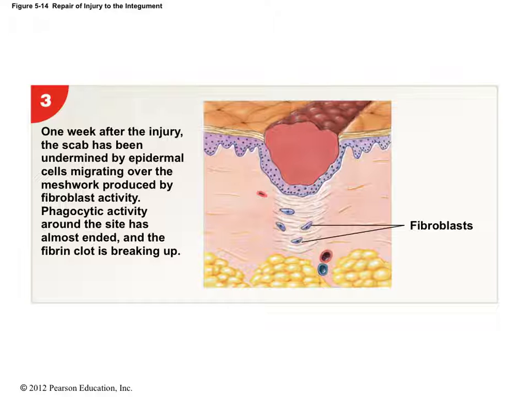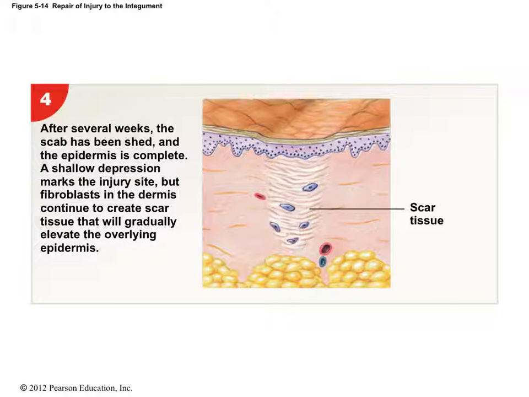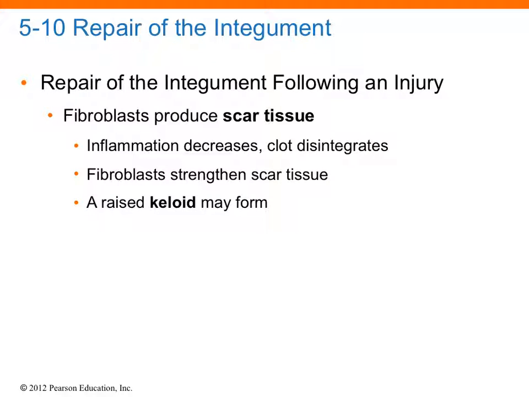Then we have scab thinning. One week after the injury, the scab has been undermined by epidermal cells migrating over the meshwork produced by the fibroblast activity. Phagocytotic activity around the site has almost ended, and the fibrin clot is beginning to break up. The last step is called scar formation. At this point, there may be a shallow depression that marks the site of the injury, but the fibroblasts in the dermis continue to create scar tissue that will gradually elevate the overlying epidermis. That completes the repair of the integumentary system.